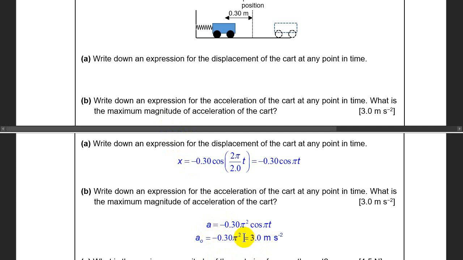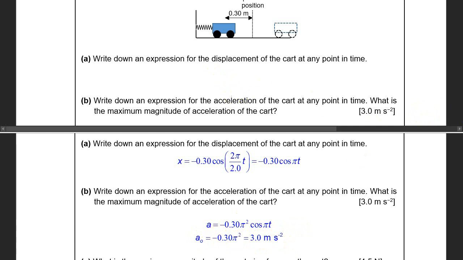We don't leave our answer in pi. We give our answer in 2 or 3 SF. Okay, in 2 SF it is 3.0. Okay, so the maximum magnitude of the acceleration, magnitude must always give a positive value, so it's 3.0 meter per second square. Okay, can you remove this minus sign here?